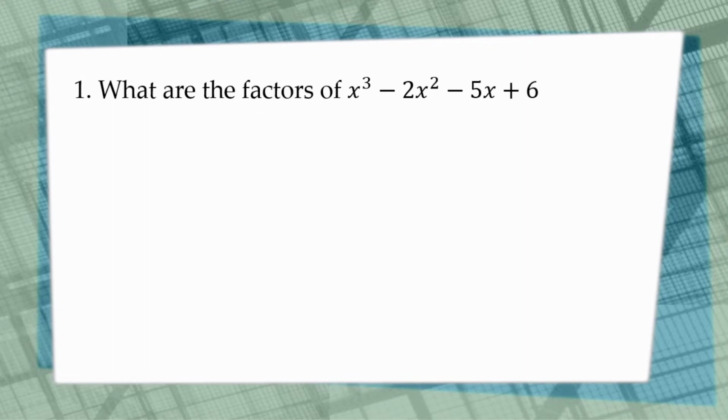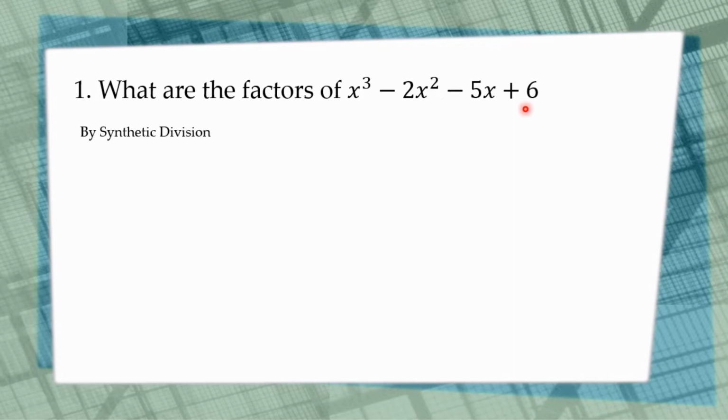Example number 1. What are the factors of x cubed minus 2x squared minus 5x plus 6? The degree of this polynomial is 3, so there are at most 3 factors. But there are some instances where factors are repeated. In order to find the factors of the given polynomial, get the factors of the constant term. In this polynomial, the constant term is 6. The factors will serve as values of x. In finding the factors of a polynomial, we will use synthetic division or the remainder theorem.